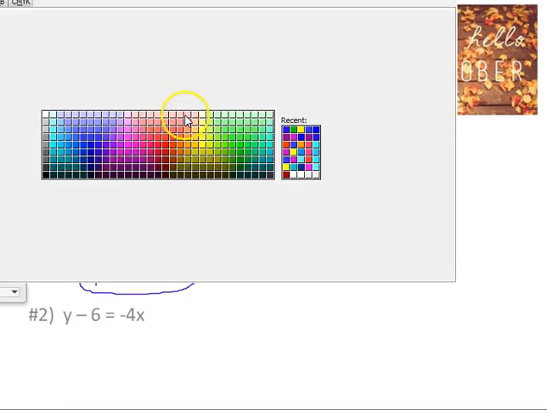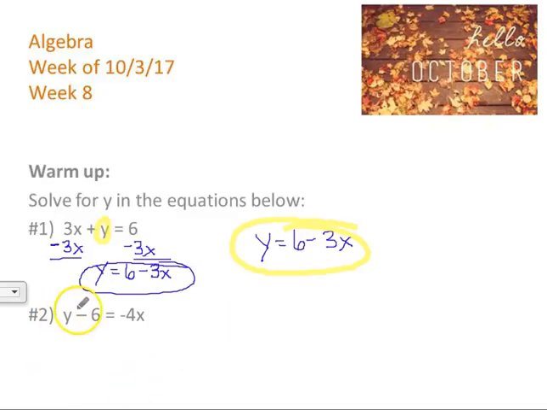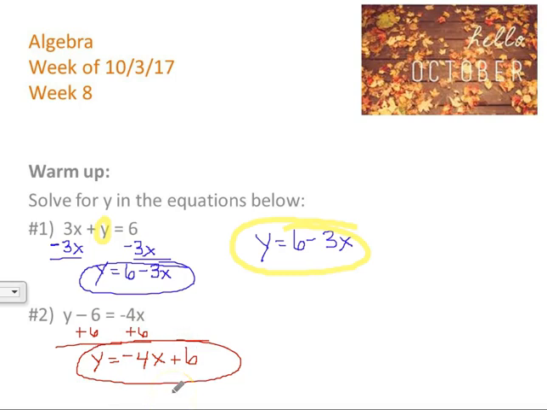Let's take a look at the second problem where we are solving for y again. We've got this -6 that needs to be moved to the right side of the equation to accomplish solving for y. So since we have y minus 6, we are going to do the opposite, and we're going to add 6 to both sides. Then we're left with just y on the left side of the equation. We've got that -4x, and we're going to add to it 6. Those are not like terms, so we cannot add the 6 and the -4x. So we're going to leave it just like that, and that's our final answer.